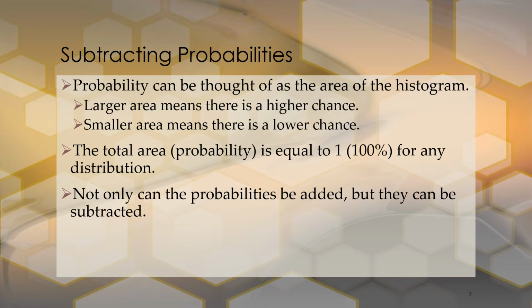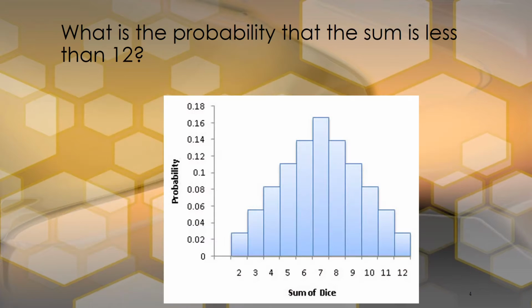We can also subtract probabilities. So just as we can add them, we can subtract them. We can think of probability as area, and larger area means that there's a higher chance, smaller area means that there's a lower chance, and the total probability is equal to 1 or 100% for any distribution. So not only can you add the probabilities, but you can also subtract them.